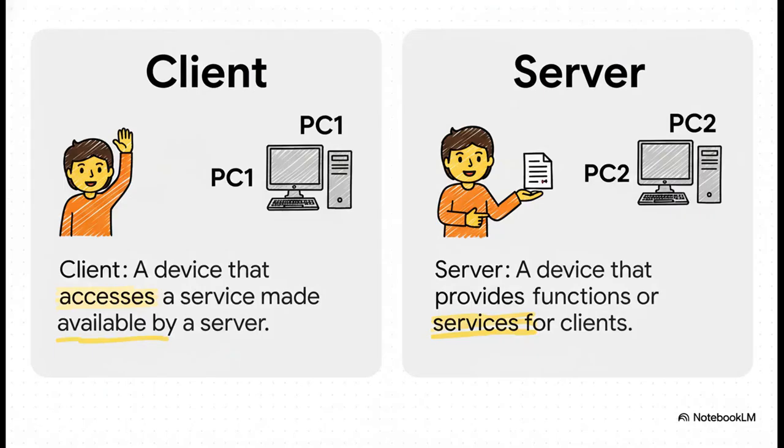So to put some official labels on it, the client is the one asking for something. The server is the one providing it. In our little example, PC1 was the client. It asked for the image. And PC2 was the server. It served up the file. This simple dynamic is happening millions of times a second all over the world.